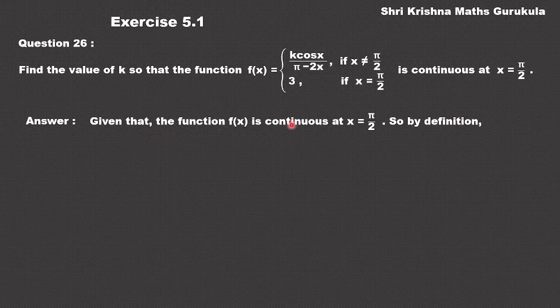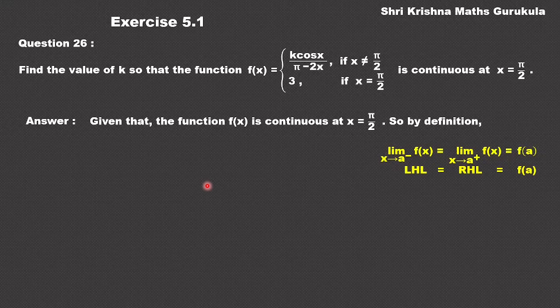As per data, the function f of x is continuous at x equal to pi by 2. So we'll use the definition of continuity now, because it is clearly mentioned that the function is continuous at x equal to pi by 2. What is the condition for a function to be continuous? The left hand limit, right hand limit should be equal to the value of the function at that particular point where the continuity is being discussed. If we are discussing the continuity at point A, then LHL and RHL at that particular point should be equal. That means the limit of the function should exist as x tends to A, and that limit value should be equal to f of A. So this is the condition for a function to be continuous.